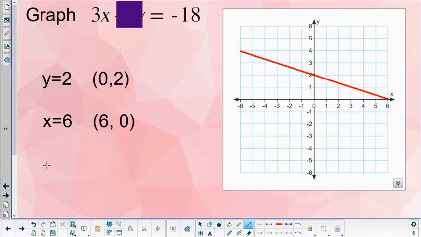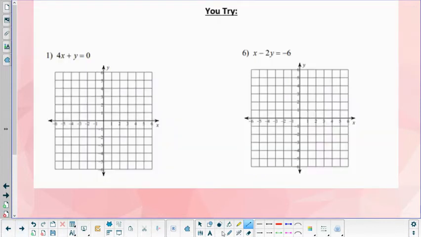All right, so what I'm going to do is I'm going to give you guys 2 problems, and I would like you to try to graph these. If you're using my guided notes, all you have to do is double click on the graph, and then it will let you graph. You can use the shape tool to draw your dots if you would like, or you can just grab the line tool and go ahead and graph. So pause your video, try those out, and then we're going to come back and check them.